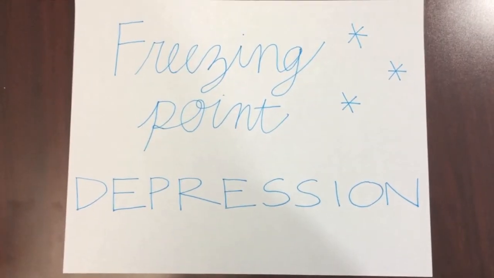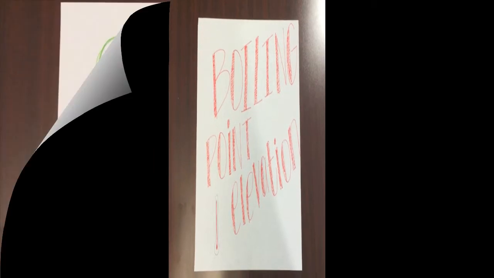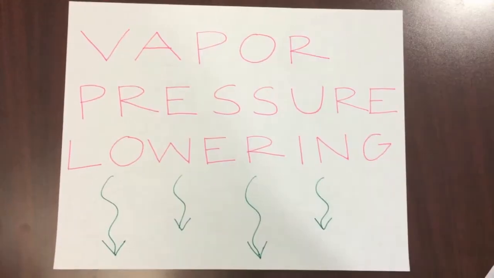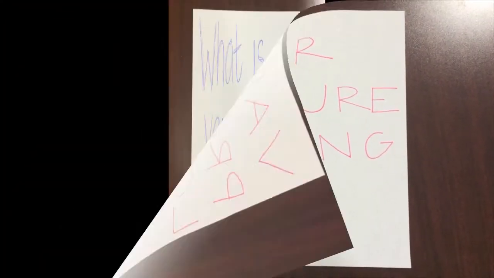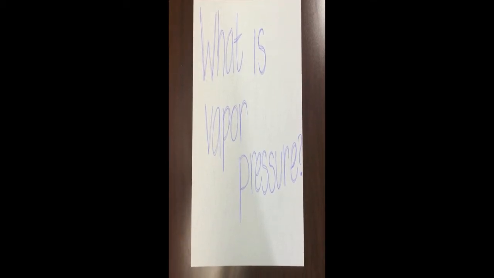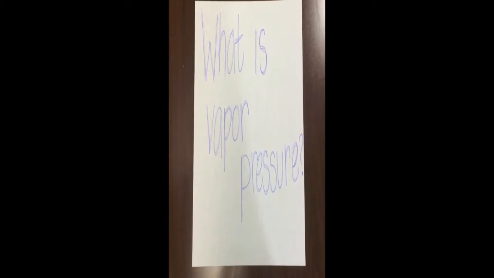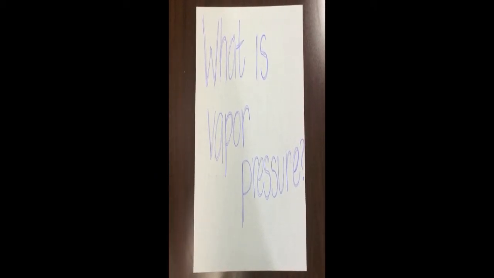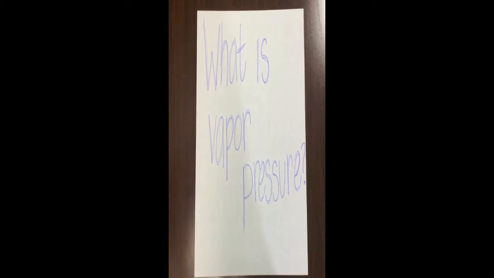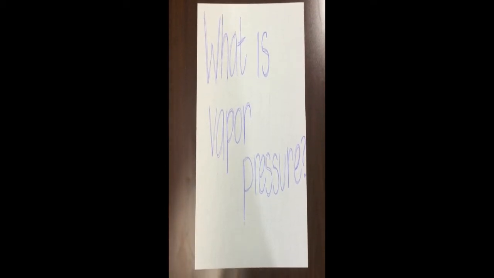Freezing point depression, boiling point elevation, osmotic pressure, and vapor pressure lowering. Freezing point depression, boiling point elevation, and osmotic pressure generally only involve one step and are fairly easy to calculate. Vapor pressure lowering, however, can be more complicated and sometimes involves two or more steps. We will be focusing on vapor pressure lowering today.